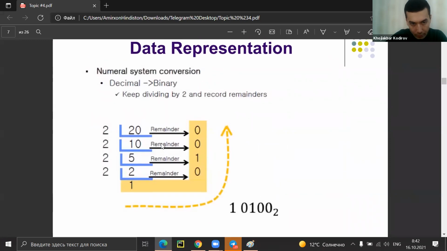So, how do we turn a decimal number to binary? Here is an example. We have the number 20. To turn it to binary, we will divide it. When we divide 20 by 2, what will be the result? 10. I'm writing 10 here, and the remainder will be 0. Do you know what the remainder is? Remainder, остаток. Да, остаток.